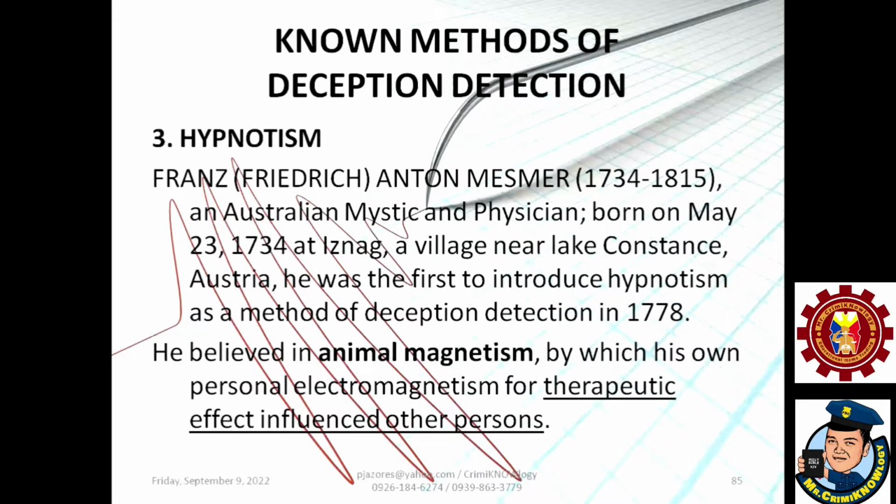Let's move to the third one, hypnotism. Hypnotism is based on animal magnetism, wherein we want to put the subject into a state of mind, and it was first used by Franz Friedrich Anton Mesmer, which is anchored in the principle of electromagnetism, and that was first used for therapeutic effect, to influence other persons.